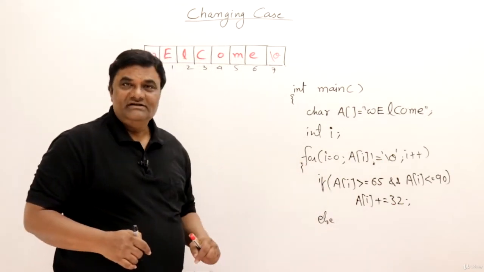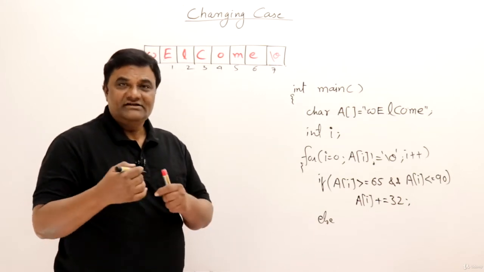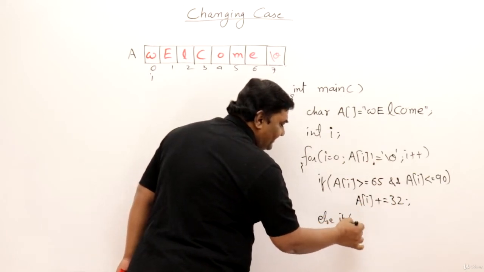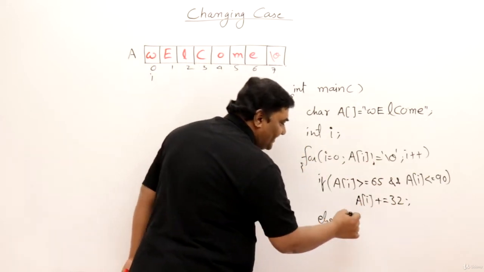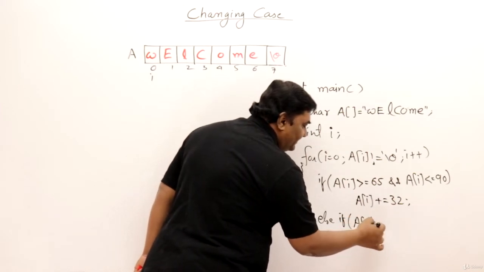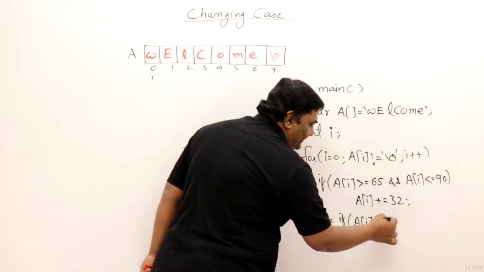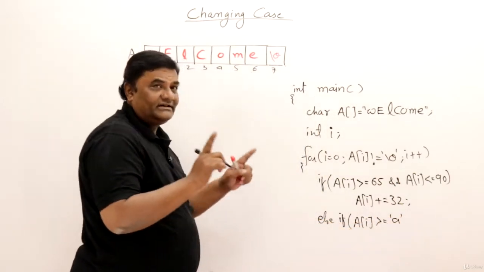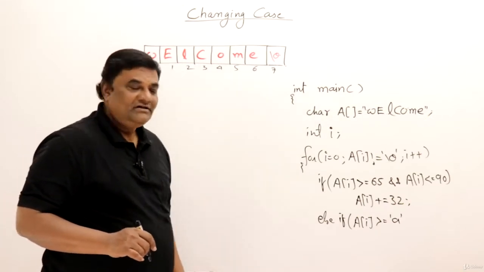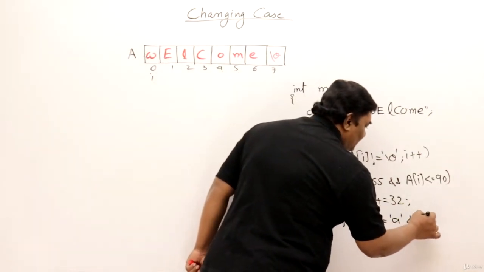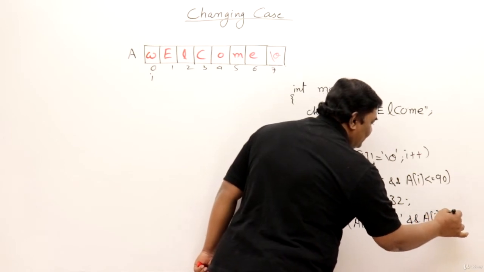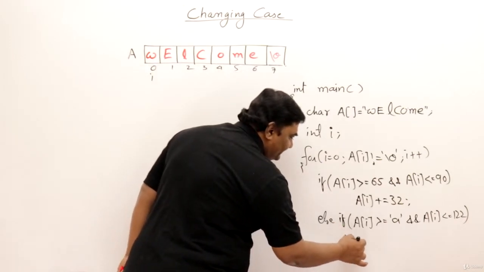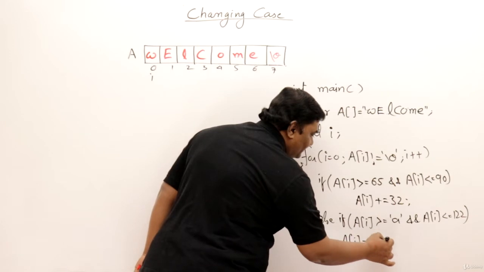check if it is lowercase. If it is lowercase, then change it to upper by subtracting 32. So I should not simply write else, I should check the condition that it is lowercase. When it is lowercase, it is in between 97 to 122, so greater than or equal to 97. Instead of writing 97, I can write the alphabet also in single quotes. So it is 97, and A of I is less than or equal to 122. If so, then I should change this by subtracting 32.